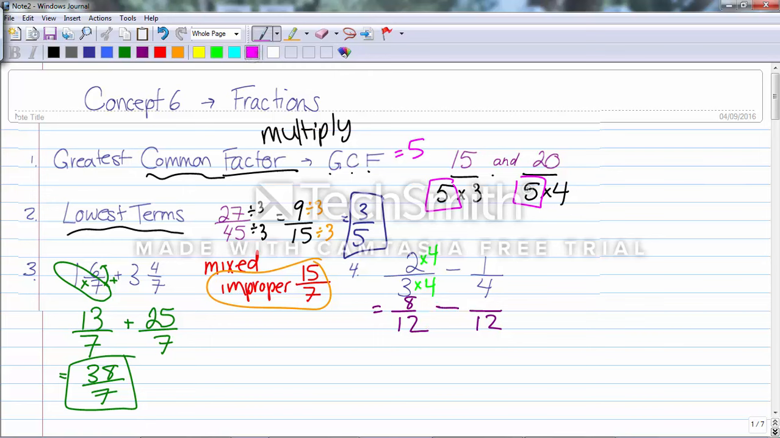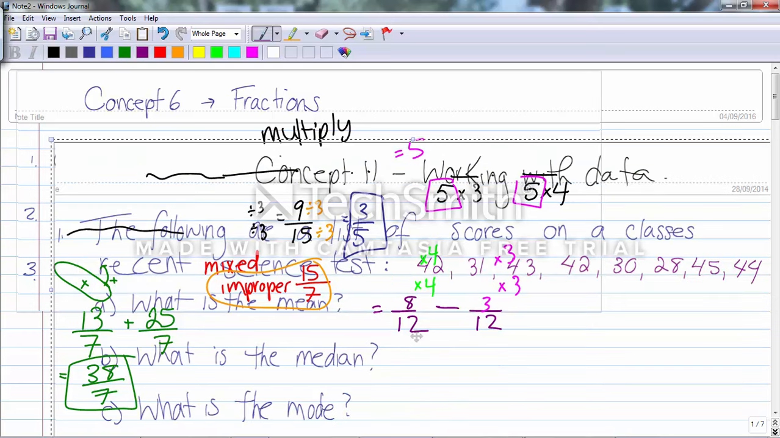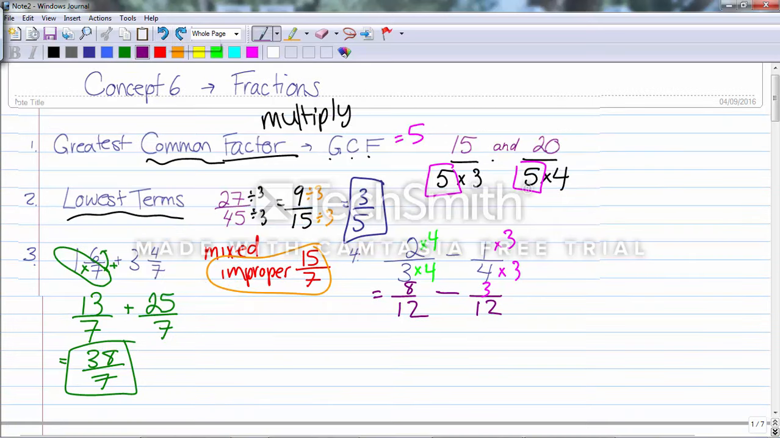And then on this side, right, 4 times 3 is 12. If I do something to the bottom, I've got to do it to the top. Right, so 1/4 is the same as 3/12. If you have 8/12 minus 3/12, so, let's undo that. There we go. Sorry. All right, the bottom is still, we're still talking 12, and 8 minus 3 is 5, in lowest terms.